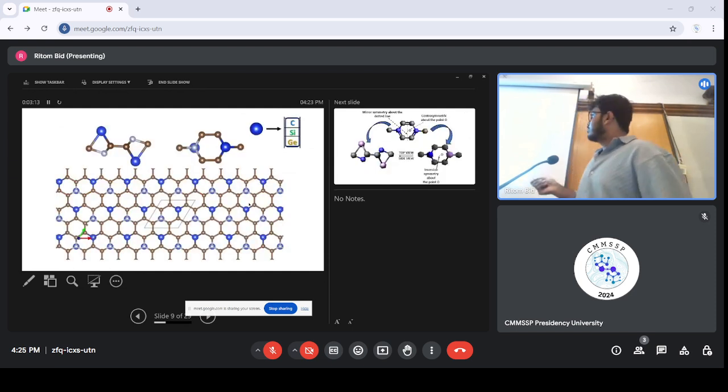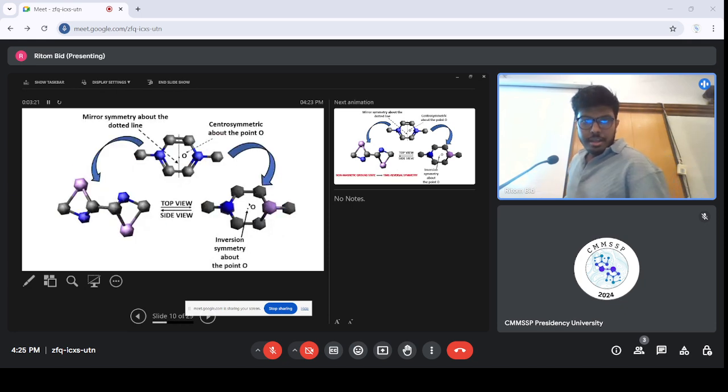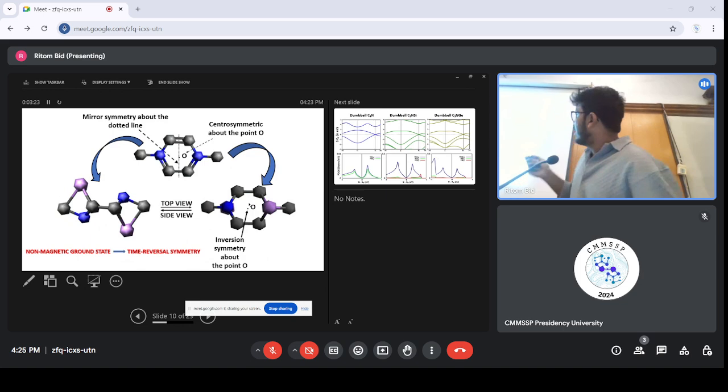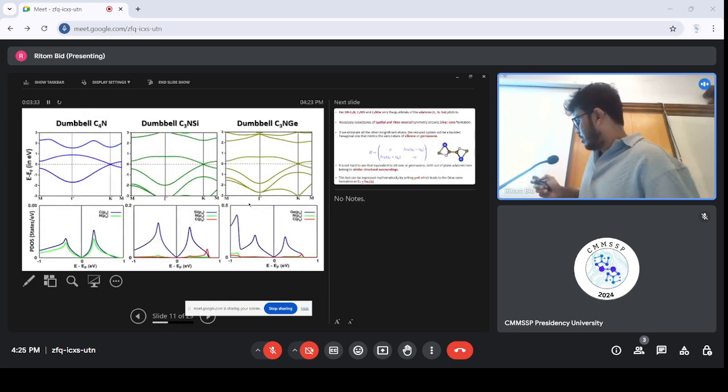Now this is the structure, the full structure, just a 2D sheet you can see, and this is the side view of the unit itself, and these are the add atoms on top, you can see here and here. As far as symmetries are concerned, the parent structure had mirror symmetry and centrosymmetry about that point. And after the dumbbell formation, you can see that only inversion symmetry is present, only about this point you can see.